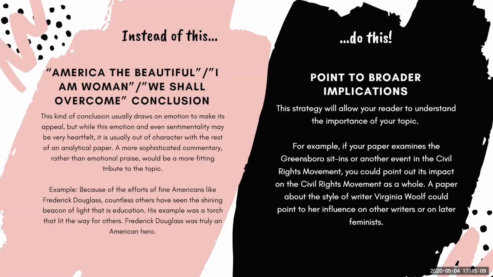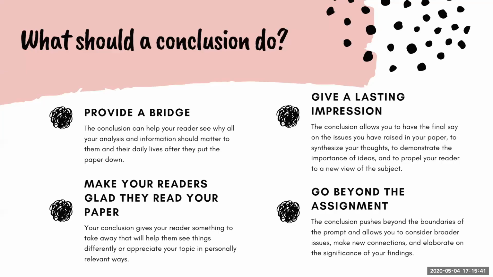Instead, what you can do is point to broader implications. This strategy will allow your reader to understand the importance of your topic without using that emotional appeal. For example, if your paper examines the Greensboro sit-ins and another event in the civil rights movement, you could point out its impact on the civil rights movement as a whole. A paper about the style of writer Virginia Woolf could point to her influence on other writers or on later feminists. So remember earlier when we talked about going beyond the assignment?